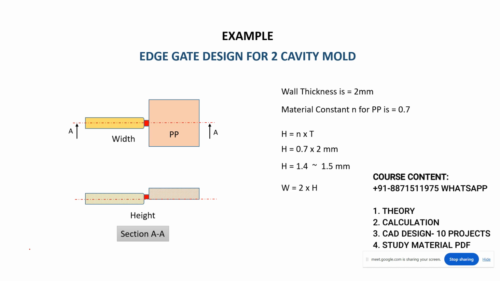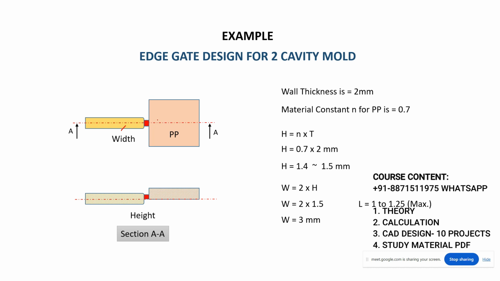Okay. Now W is 2 into H. So 2 into 2, multiply by 1.5, you will get W equal to 3 mm. So you got the value of H as well as W. And L you can take 1 to 1.25 maximum. So you will get the gate dimension, right?